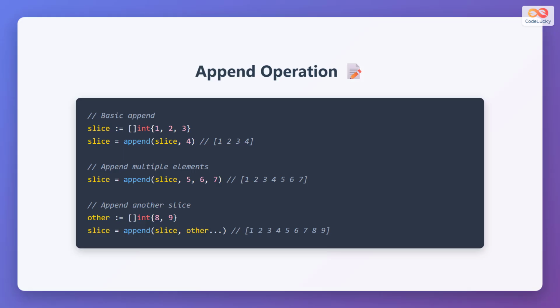5, 6, and 7. To append all the elements of one slice to another, we use the spread operator, which is 3 dots after the slice name. In this example, we append the slice other to the slice, resulting in 1, 2, 3, 4, 5, 6, 7, 8, and 9.